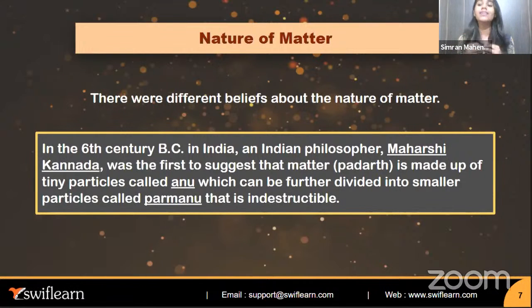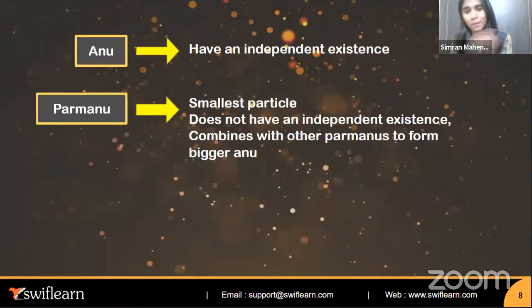So we learned that Maharshi Kanad, who was an Indian philosopher, suggested that matter, which is also called padarth, is made up of small tiny particles called anu. And these anus could be further divided into smaller particles called parmanu.